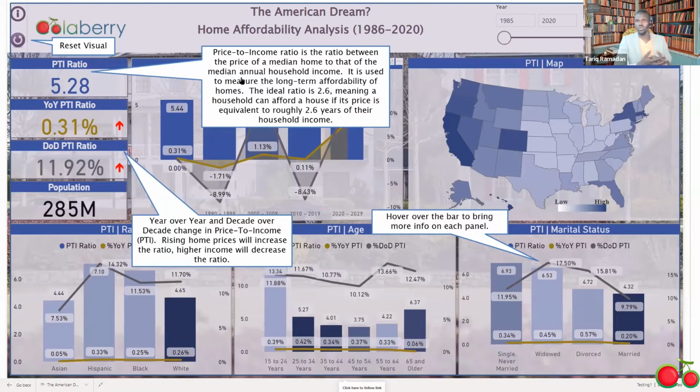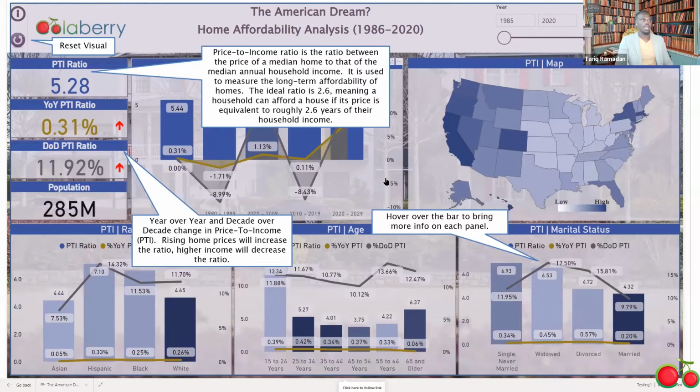The ideal ratio, if you go to a bank looking for a loan, is 2.6, which means as a household, you can afford a house if its price is equivalent to 2.6 years of your income. So a household earning 100,000 will be able to afford a house that's 260,000. Now, if you live in Dallas, if you can find that house, good luck.